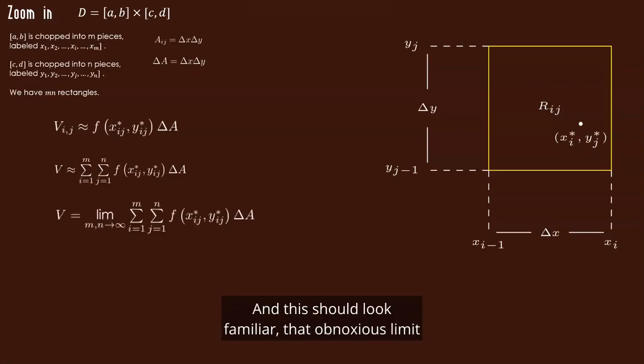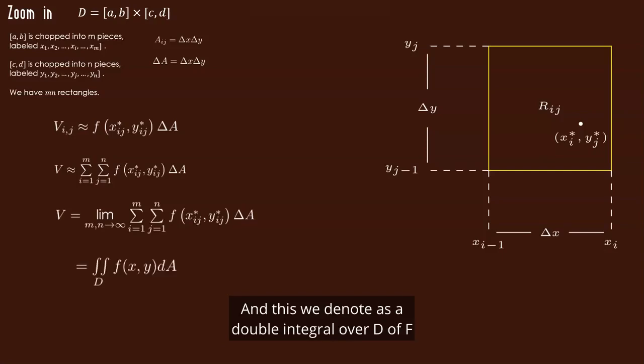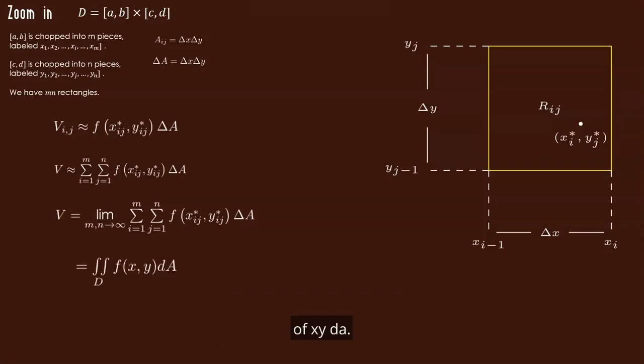And this should look familiar, that obnoxious limit of summation that you had in Calc 2 when you first defined what an integral was. And this we denote as a double integral over D of f of x, y dA.